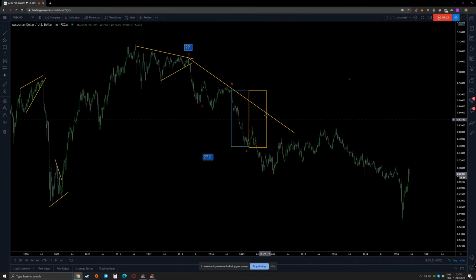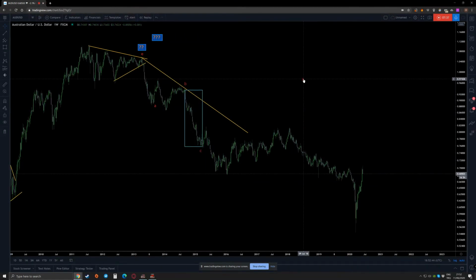So what does it mean? Well, it means that whatever this wave ABC is, it didn't finish this bigger degree move here. Okay? So what I do is I put my X wave here. Now, can the X wave be here? Of course it can. It can be here too. But let's say that it's here. Okay? And try to find the possibility.